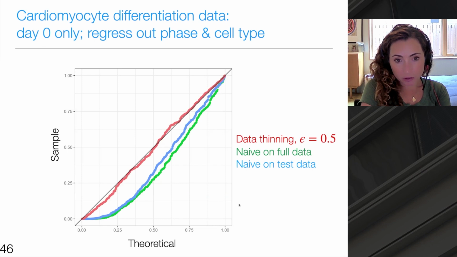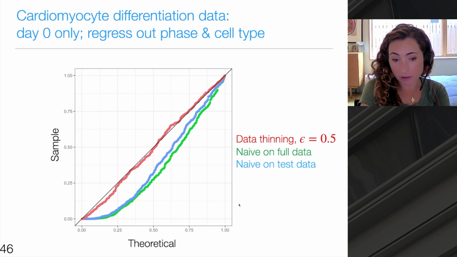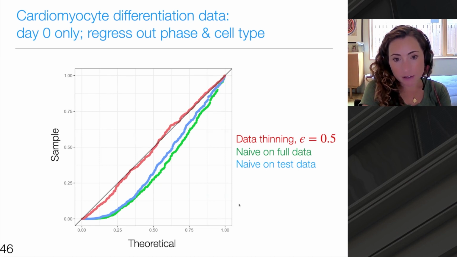And so these are the p-values for those genes. If I perform data thinning, then my p-values are right on the 45-degree line. So in other words, in this data that contains no signal, my p-values are exactly uniform 0-1 using data thinning. But if I apply the naive method that performs PCA on the data and then tests for association between each gene and that first principal component, then I get the green curve, which means that the p-values are too small, it's anti-conservative. Or the blue curve, if I just do this on the test data, also anti-conservative.